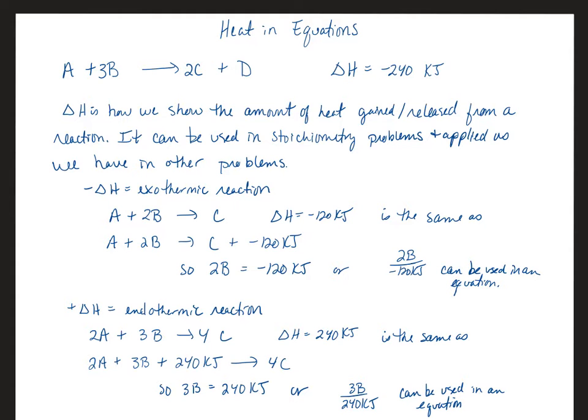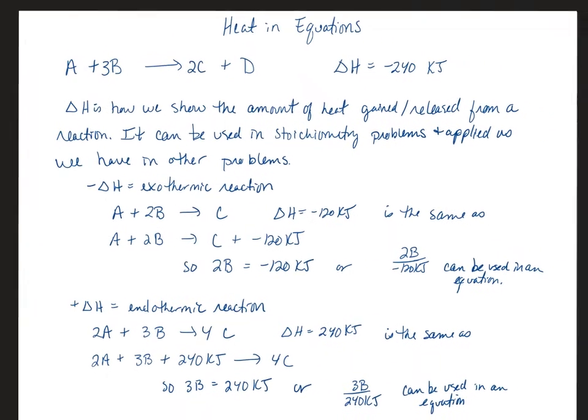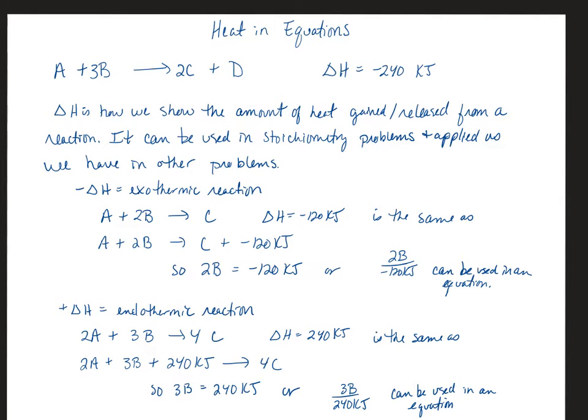So let's say that you have an equation where A plus 3B goes to make 2C plus D. You may be told that delta H is negative 240 kilojoules. Well, delta H is how we show energy in a reaction. And it can be shown either as delta H to the side, like we have here, or it can be written into the actual equation.